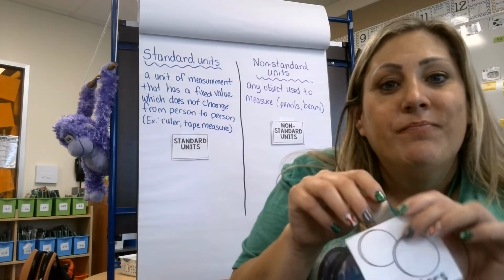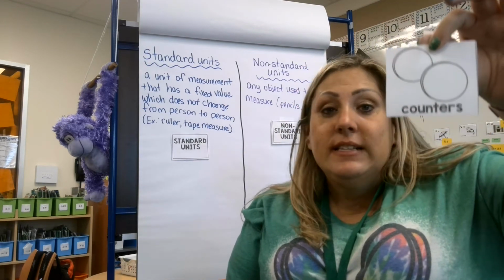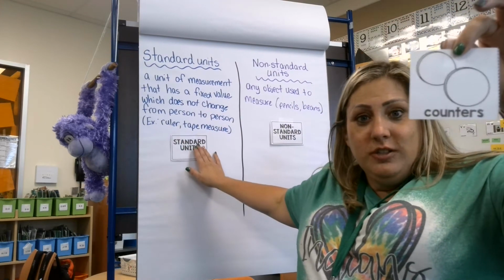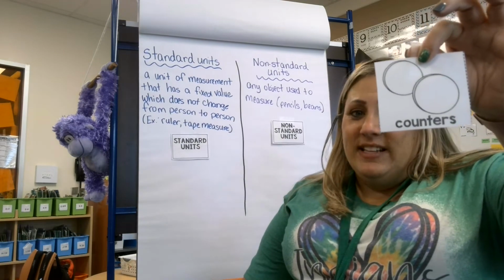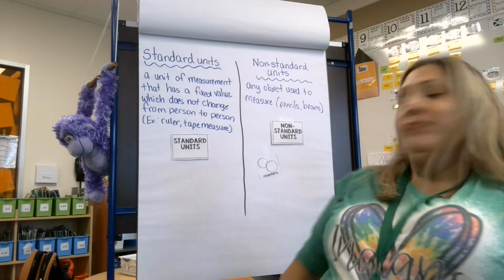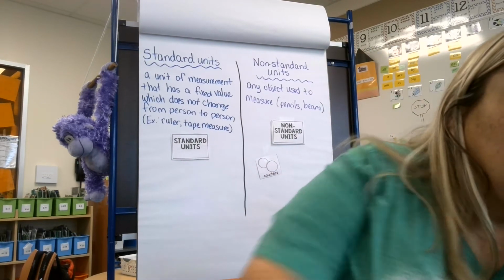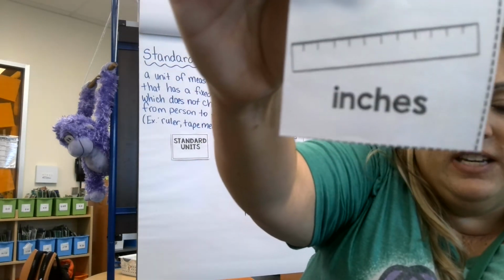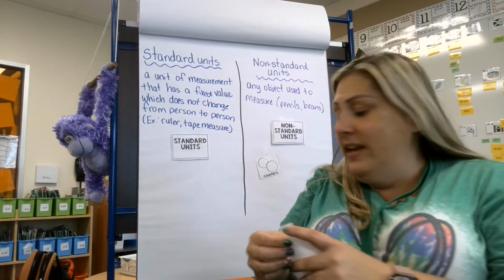counters. You've seen the counters in your room. Sometimes they're red and white. Sometimes they're yellow and red. Would this be standard or non-standard? That's right, that would be non-standard. Okay, what about a ruler that measures inches? Yes, that would be standard.